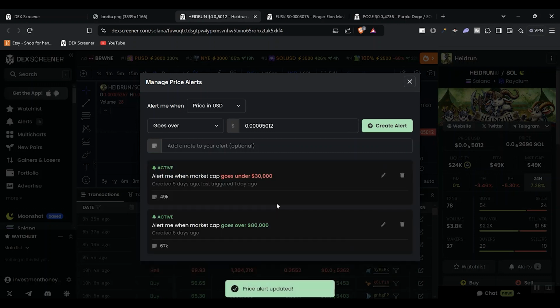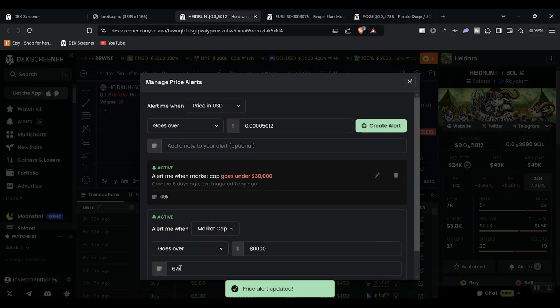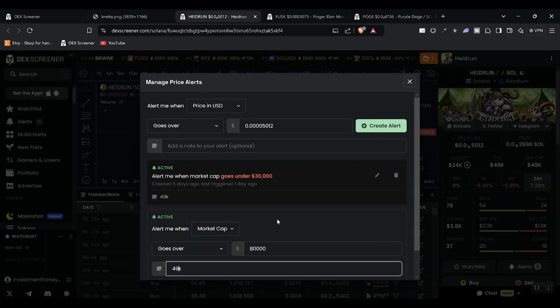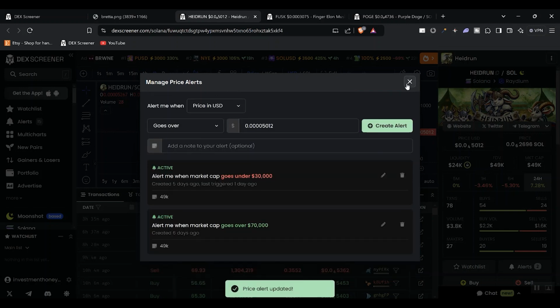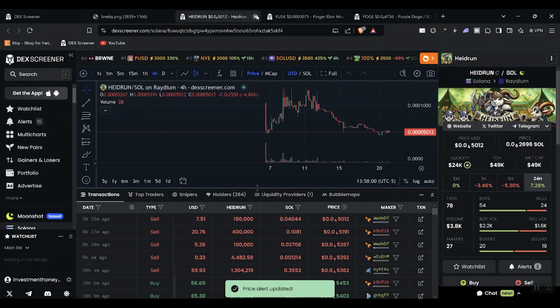So there we go. And the over alert, I still think this is relevant here. Now we're going to set this at 49. Again, the alerts, what are they? They're indicators. So I'm going to set this one at 70K. I think that if it can move up another 20K, especially on the weekend, it might be something worth taking a closer look at. So there we go on that one. We're going to close that out.